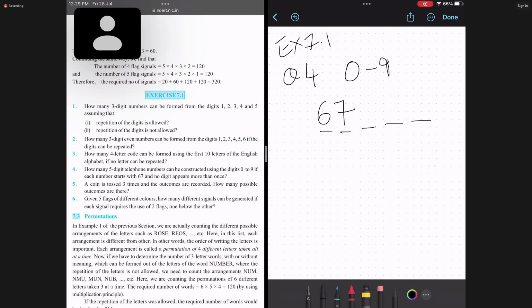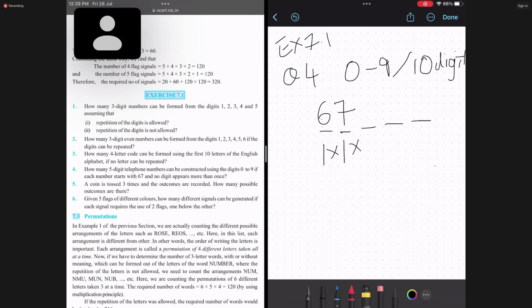So 0 to 9 consist of 10 distinct digits, right? Of these 10 distinct digits, 6 and 7 have already been used. So 10 minus 2, the number of choices that we are left with is 8, correct? So this can be filled up. It's filled up using one way. This is filled up using one way. And now that 2 digits have been consumed, we can use the remaining 8 digits to fill up this place.